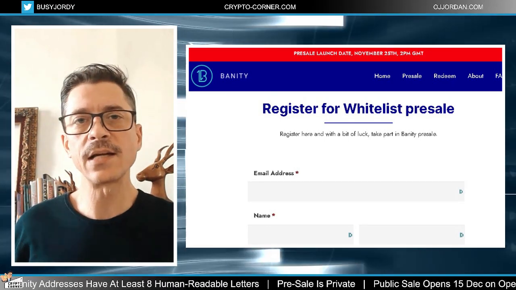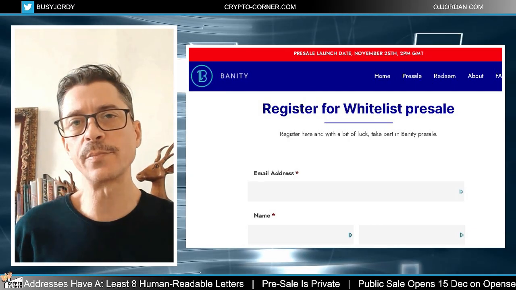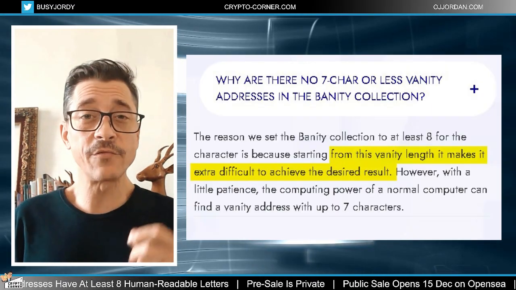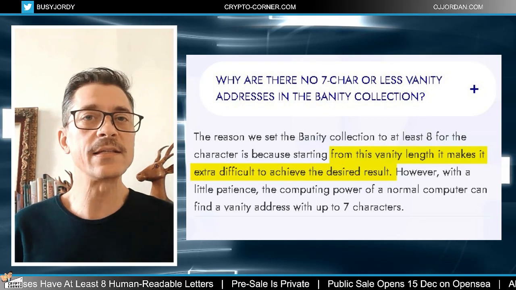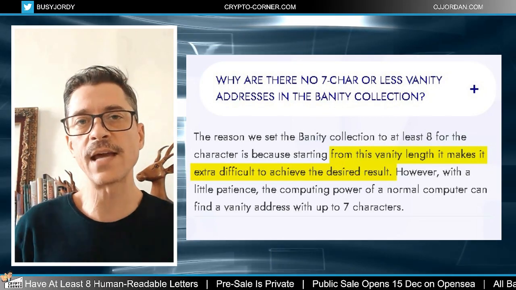The reason for the Banity collection to offer 8 customizable characters is because starting from this Vanity length, it makes it extra difficult to achieve the desired result.